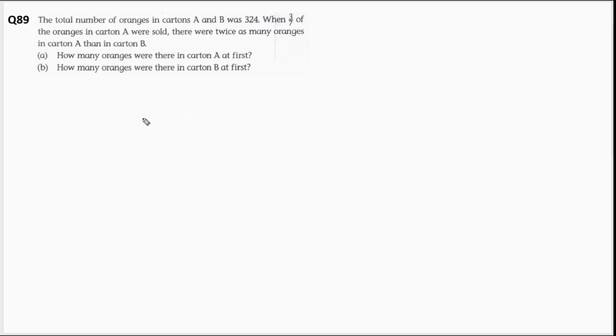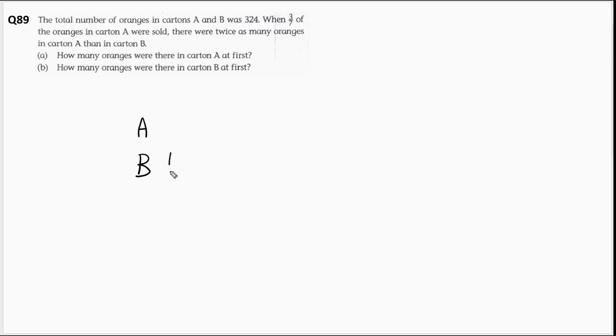We'll start. We're going to have A, and we're going to have B. We are comparing them. So it says when 3/7 of the oranges in carton A were sold, there were twice as many oranges in carton A as in carton B. Now, we're not going to worry about what proportion there was at first. We're just going to model this bit at the end. There were twice as many oranges in carton A as in carton B.